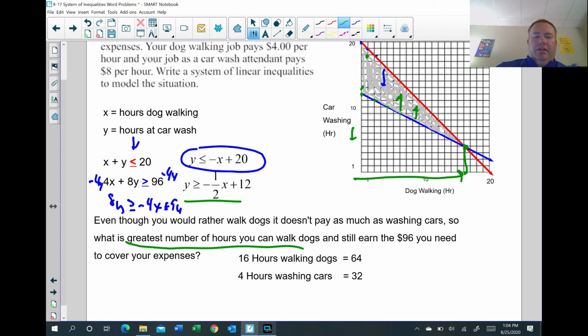If you need to do that, take the 16, plug it in for X. Take the 4, plug it in for Y. And you'll see it'll come out to exactly $96. 64 plus 36, 96. So that'll help you guys out when you're looking at those.